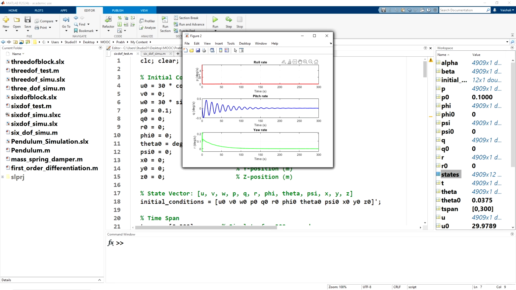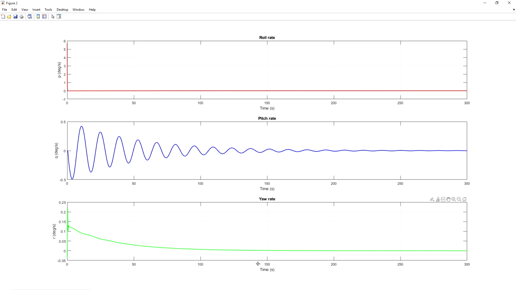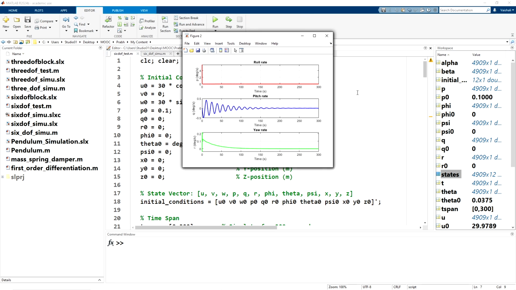Since I have given the deviation in p, and we know that lateral and directional dynamics are always coupled with each other, if there is a deviation in p, then there will be deviation in r as well, that we can observe over here, although it is coming to 0. Since the alpha trim and delta E trim are applied, phi reaches approximately 0.4 degrees and then goes back to 0 for the wings level condition.